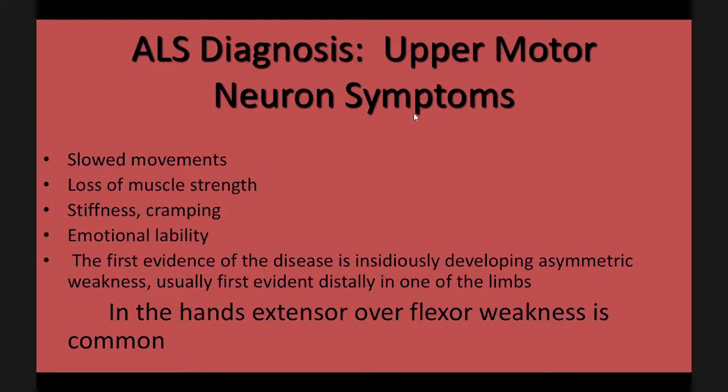The first evidence of disease is insidious development of asymmetrical weakness, usually first evident distally in one of the limbs. So we have distal weakness of either the hand or the foot. That is the initial part of the disease. In the hand, extensor weakness over flexor weakness is more common.